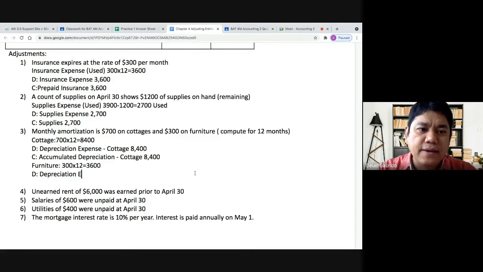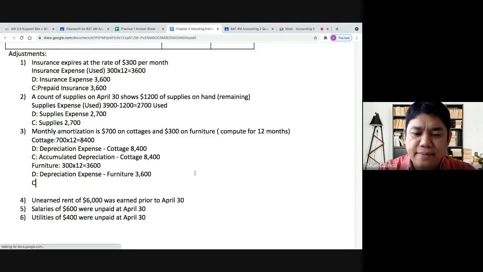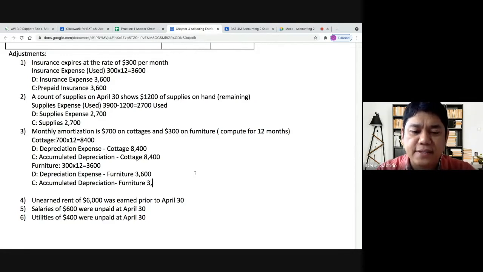Depreciation expense, and that is for the furniture. How much? That is 3,600, right? And then credit, accumulated, always partner, guys. Depreciation, and this one is for the furniture now, right? Furniture. Okay, 3,600. Yeah, thank you. Okay, so let's move this adjustment to the worksheet, depreciation expense furniture 3,600.